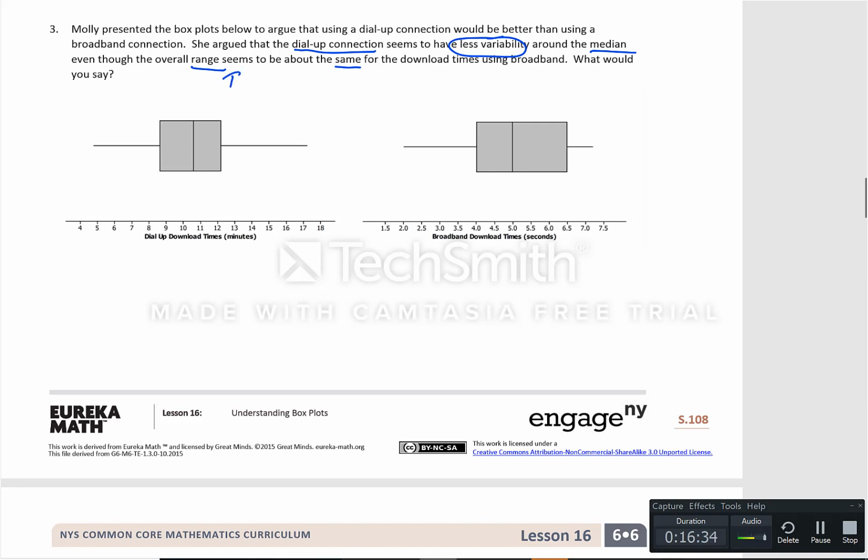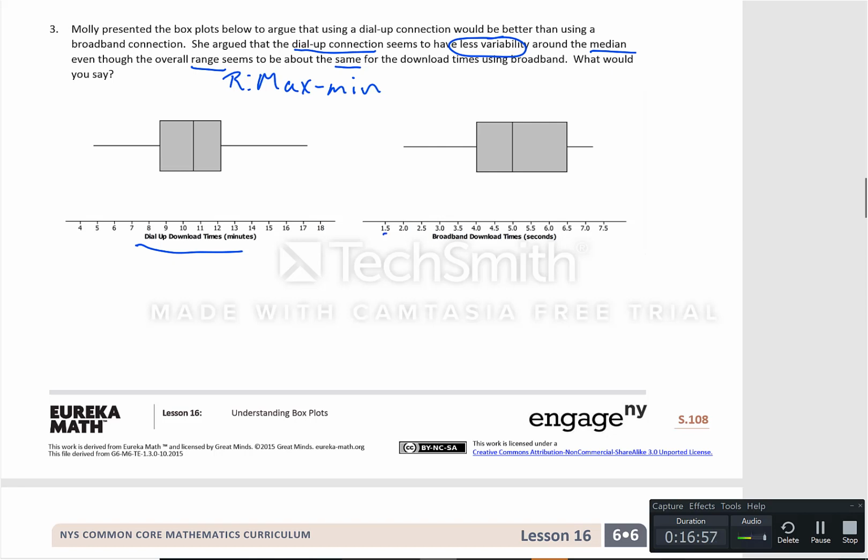And range, if you remember, is the max minus the min. So she's saying the maximum value minus the min is about the same, but there's less variability around the median for my dial-up. What would you say? So the first thing I should notice is this.